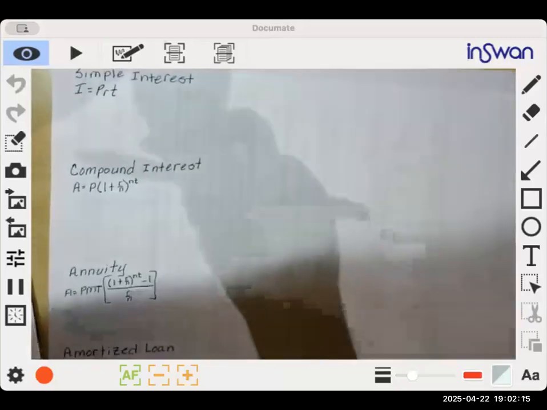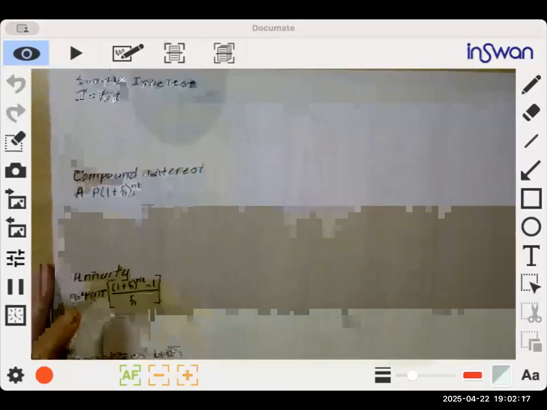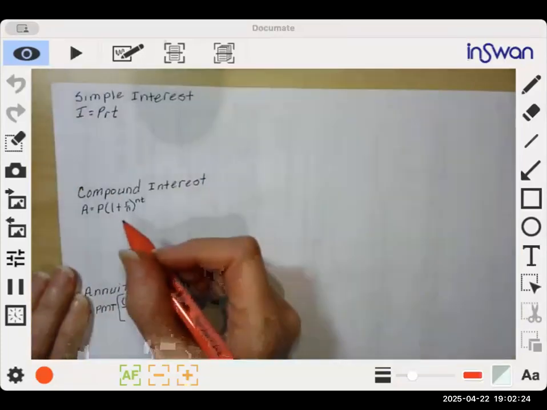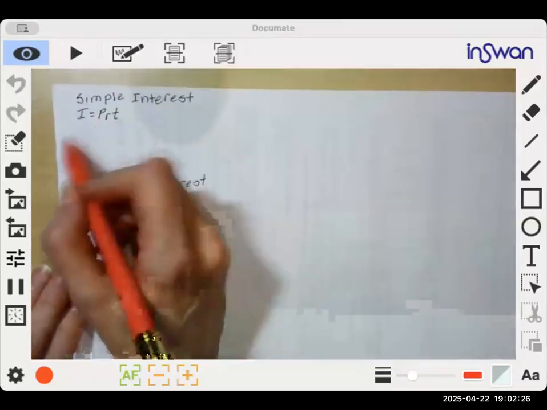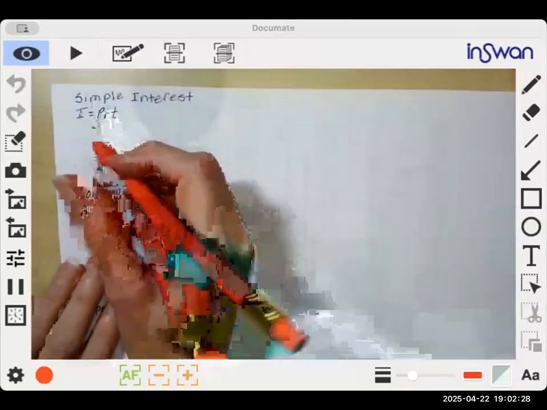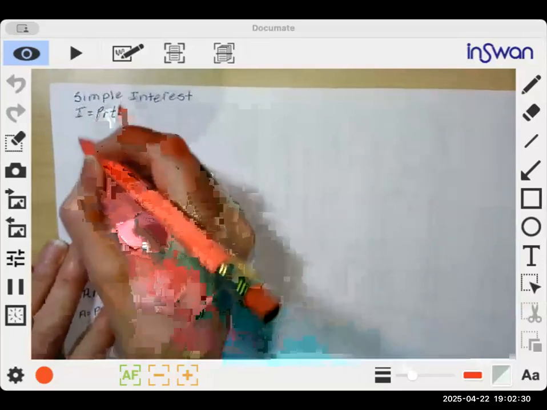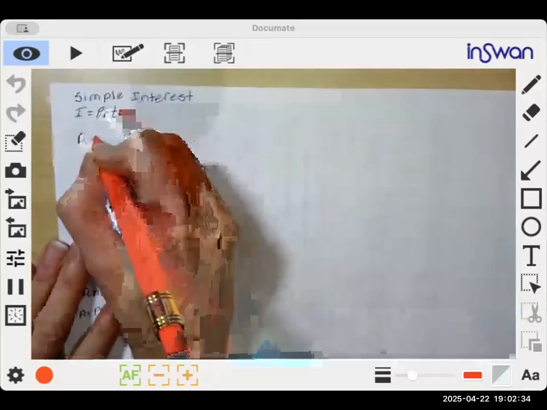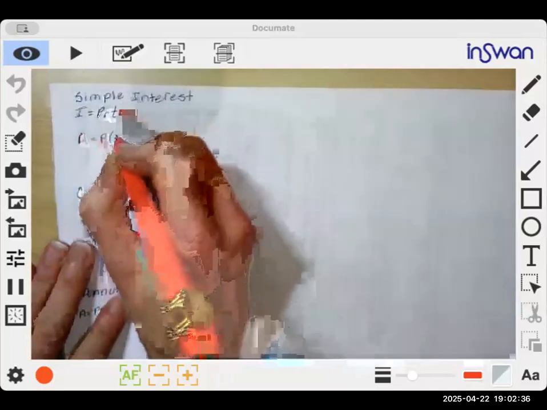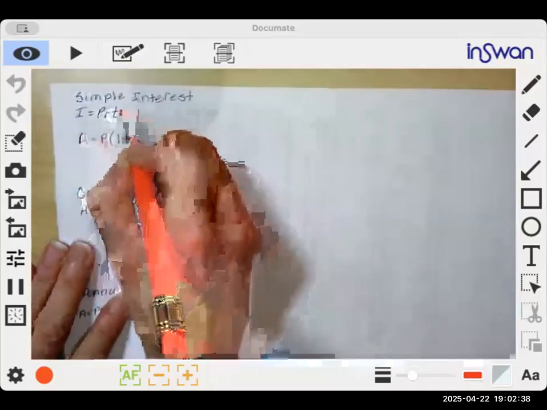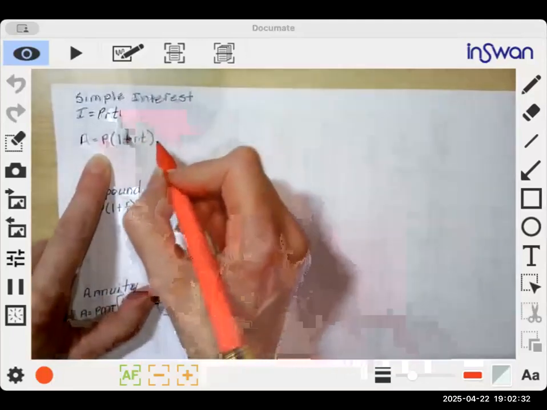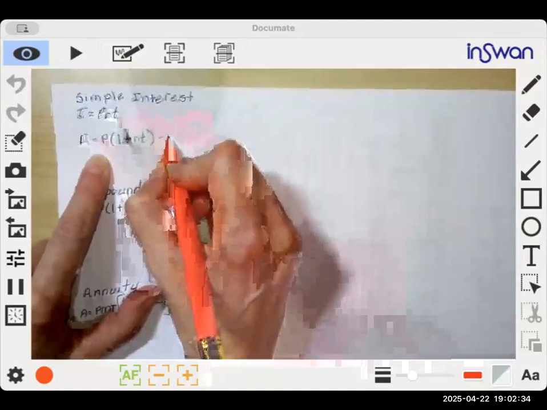We're gonna start by going over the formulas and key words as to how you know when to use them. The first one is simple interest. That was your first homework. We have I equals PRT. There's also A equals P times (1 plus RT). Use this one when there's no mention of compounding.